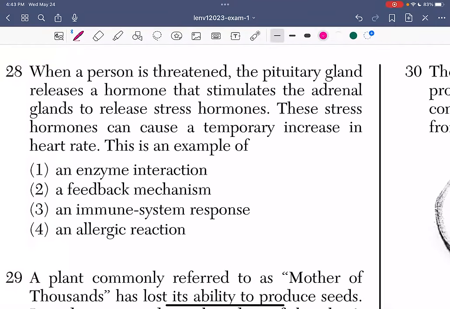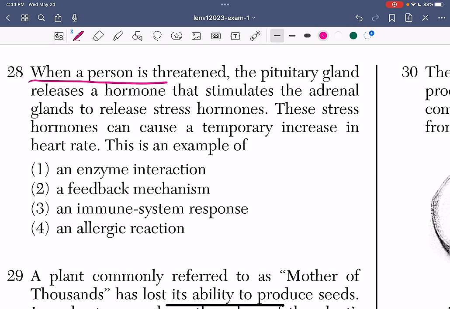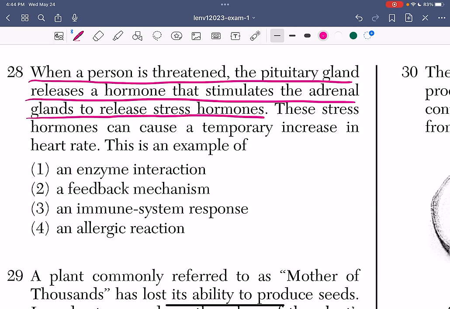28. When a person is threatened, the pituitary gland releases a hormone that stimulates the adrenaline glands to release stress hormones. So when you're threatened, let's talk about chihuahuas. Chihuahuas are very feisty. I would be hesitant to hold a chihuahua, but if a chihuahua starts running at me, I will absolutely have those stress hormones to help me run away.